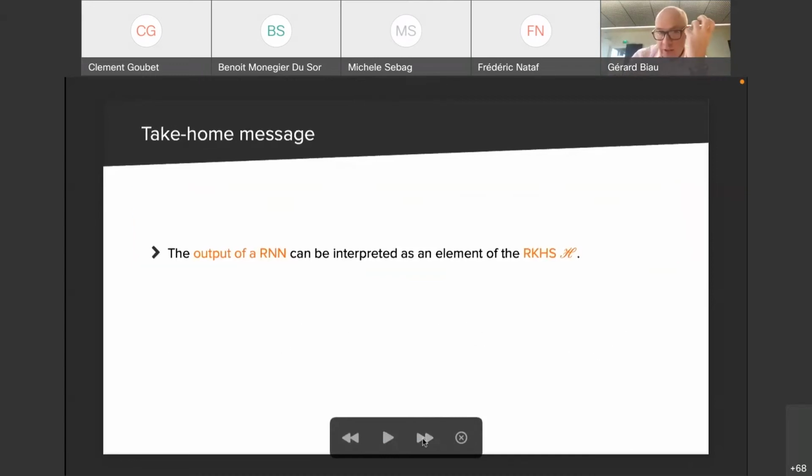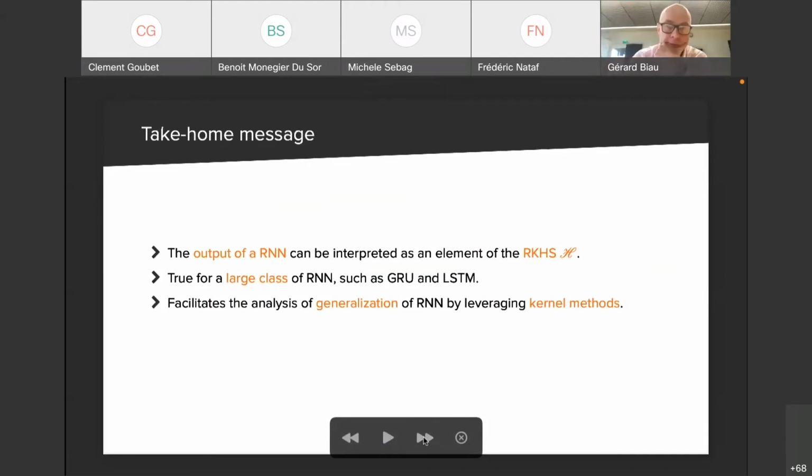So the take-home message is that the output of the RNN can be interpreted as an element of a particular RKHS. And I proved this, or I gave you guarantees for RNN, but this is also true for GRU and LSTM. There are other types of RNN. And of course, it's very interesting because now a world is opening, because we have the world of linear RKHS, and we have a lot of understanding of these spaces.